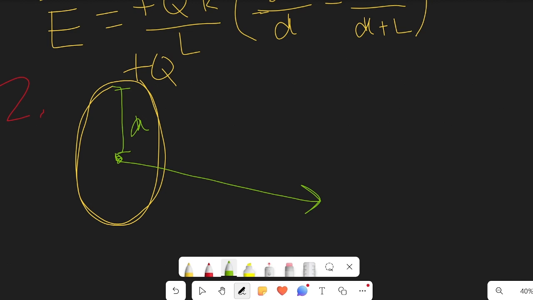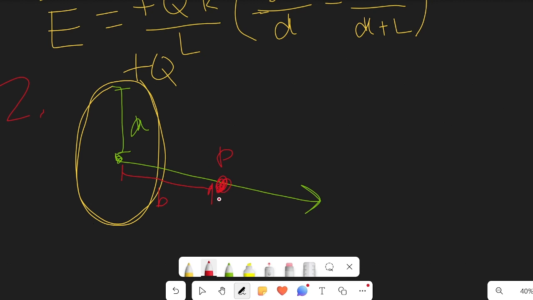And let's say we have another point P along this axis that passes through the center, right? And then let's say this is a distance B from this ring, right? What would be the electric field generated by this ring up onto this point?